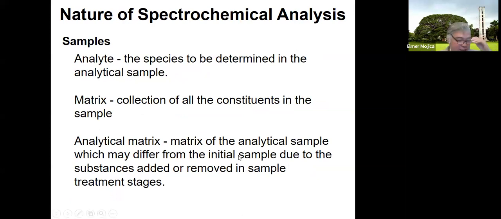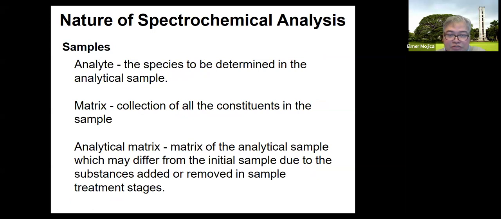So another term that we can have here, maybe this is already familiar to you. So we have the so-called analyte. So analyte is the species to be determined in the analytical sample. So usually it is what? A compound or a pure substance, could be an element. And there may be several analytes in a given sample, and their concentration can vary what? From the trace level to the major constituent level.